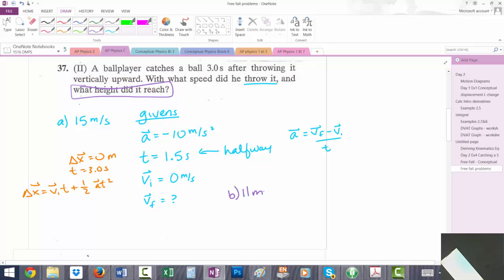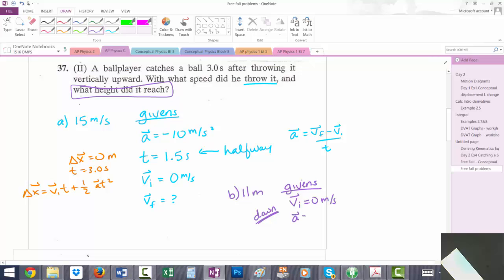Oh, wait a minute. Do you guys agree with that? I do agree. Somebody else talk me through it. What are the givens? Let's at least write our givens down. VI is 0. So this is on the way up, or on the way down? Just keep with how you did it. And we just found VF to be 15.